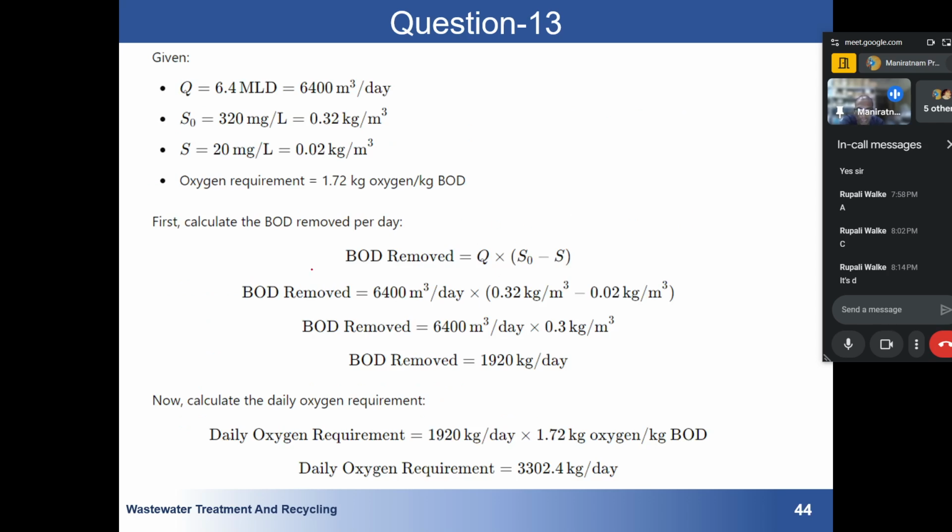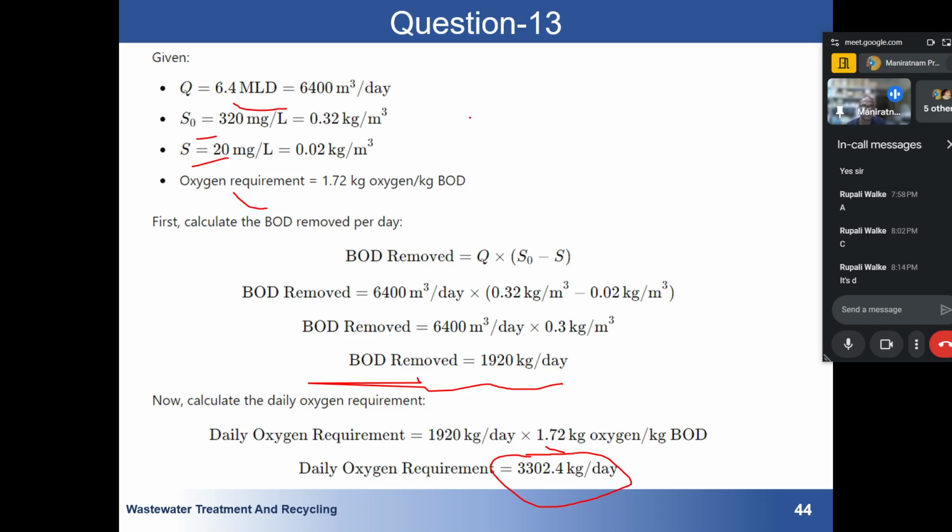So finally our formula will be: oxygen required is 1.72 into BOD removed, and BOD removed is Q into S naught minus S. So BOD removed is 6,400 meter cube per day into 0.32 minus 0.02, which is equal to 1920 kg per day. We know that the oxygen requirement is 1.72 of whatever is being removed. So 1920 into 1.72 comes out to be 3302.4 kg per day. So this much oxygen you have to pass.